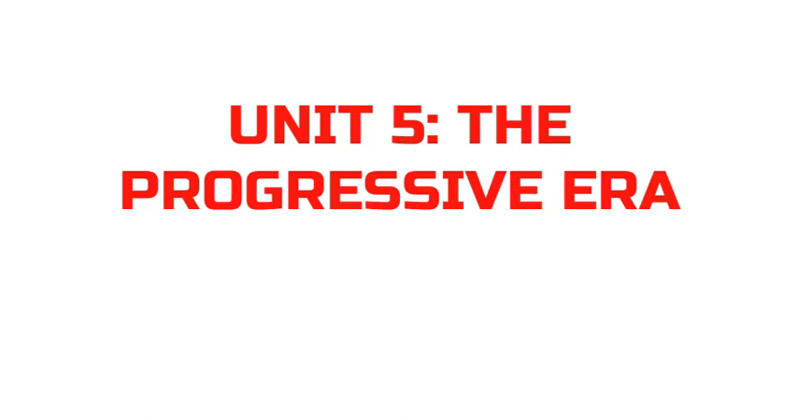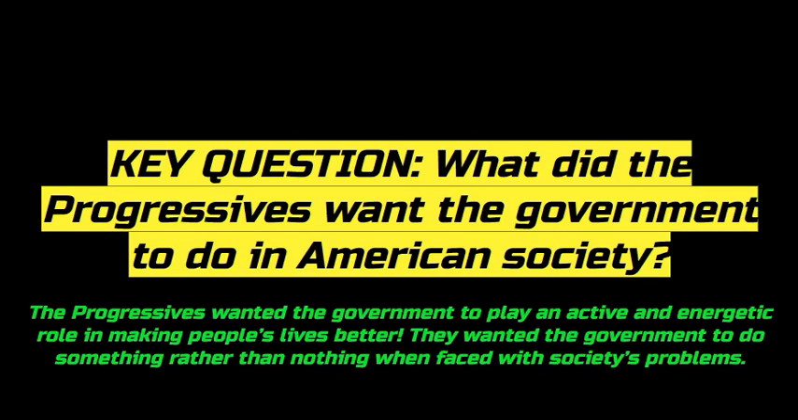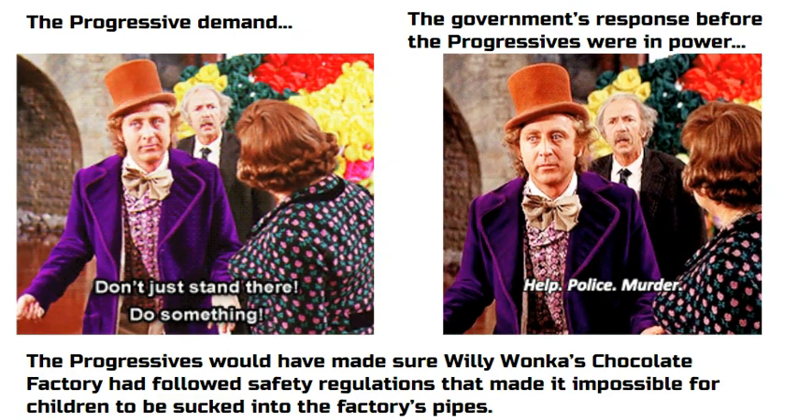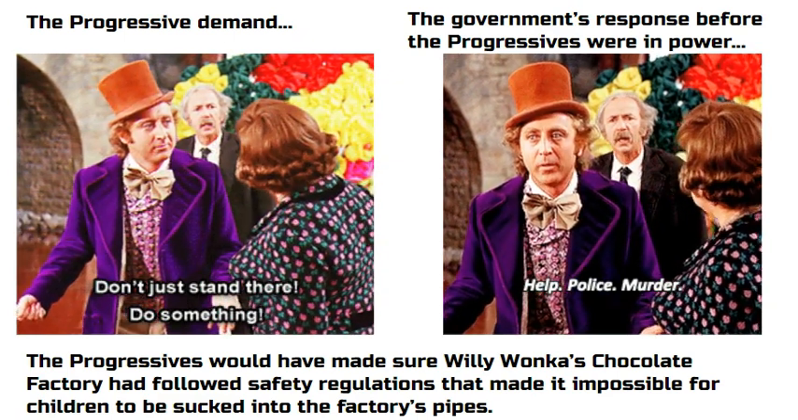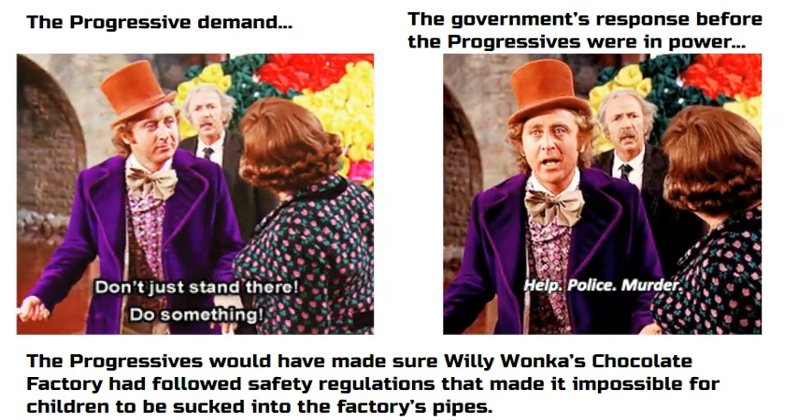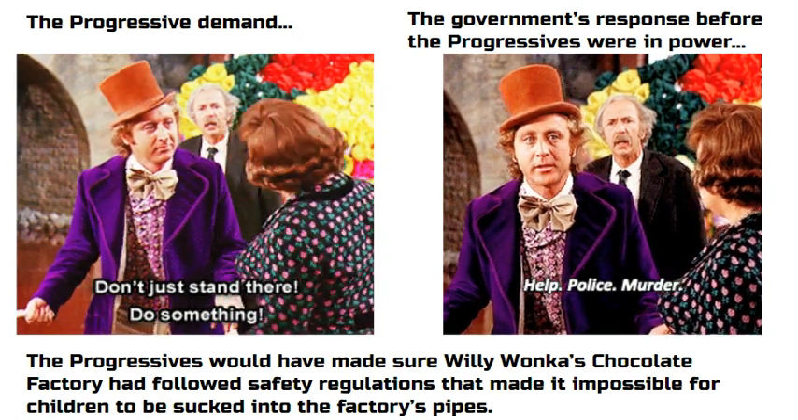Unit 5, the Progressive Era. What did the progressives want the government to do in American society? The progressives wanted the government to play an active and energetic role in making people's lives better. They wanted the government to do something rather than nothing when faced with society's problems. So the progressive demand: don't just stand there, do something. That is the attitude progressives had.